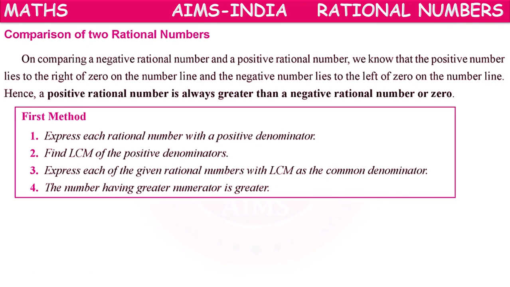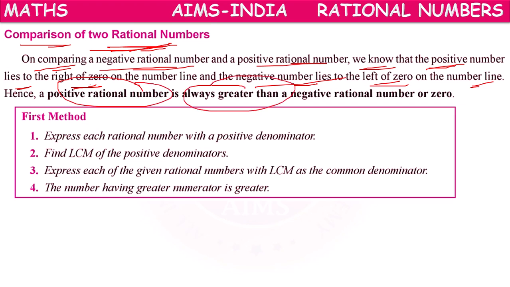Next, comparison of two rational numbers. On comparing a negative rational number and a positive rational number, we know that positive number lies to the right of 0, negative number lies to the left of 0 on the number line. So positive rational number is always greater than negative rational number or 0. Positive rational number always greater than or equal to 0.